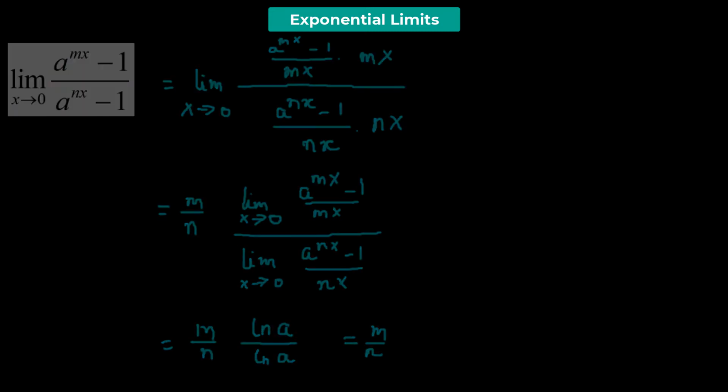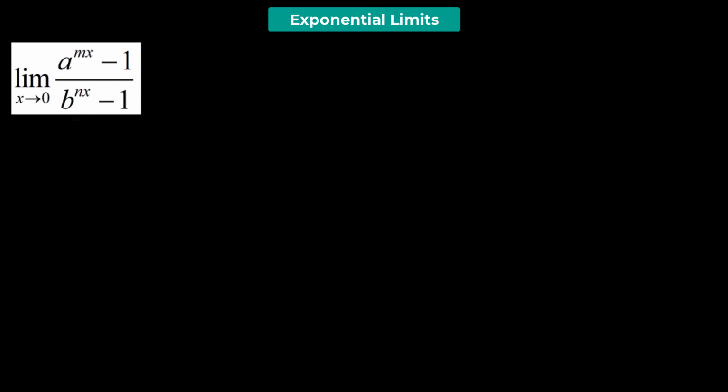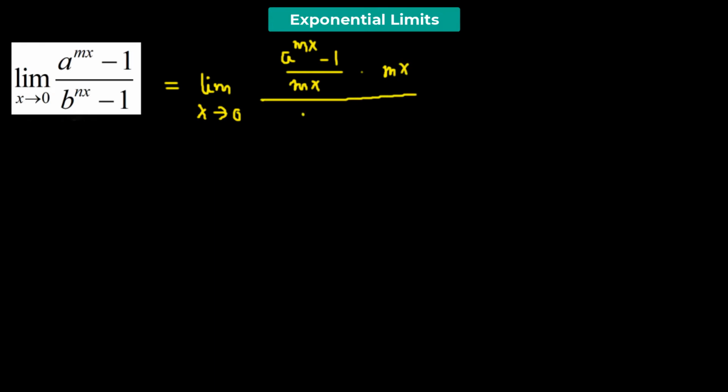Let us do another problem. This problem is quite similar to the previous one, except that we have b in the denominator instead of a. So the computation will remain fairly the same. So we'll divide the numerator, which is a raised to the power of mx minus 1, by mx, and we're going to multiply by mx. For the denominator part, we have b raised to the power of nx minus 1. So we're going to divide it by nx and multiply by nx. So we can take care of the x term, so it gets cancelled, and that leaves us with m over n.